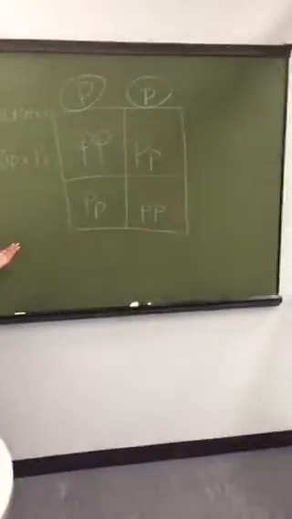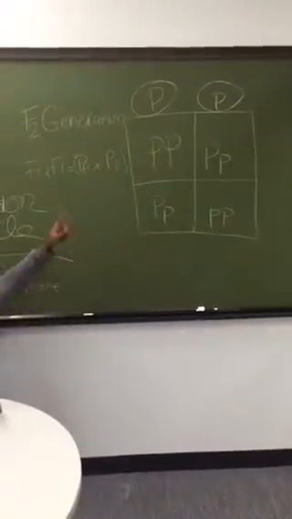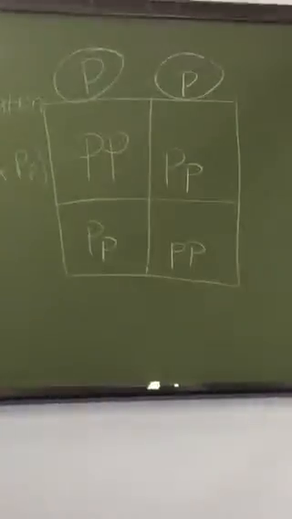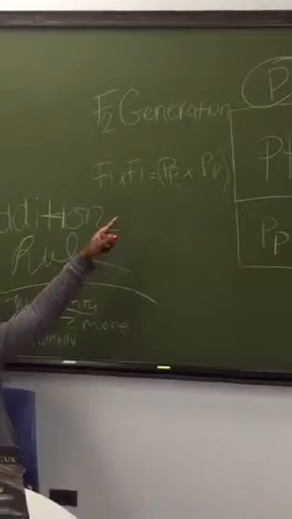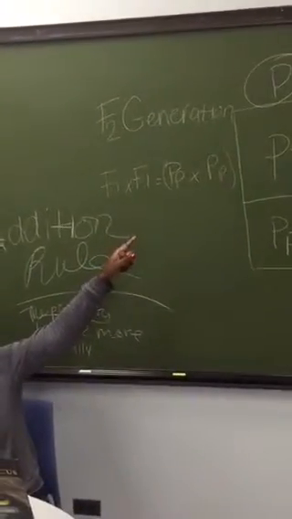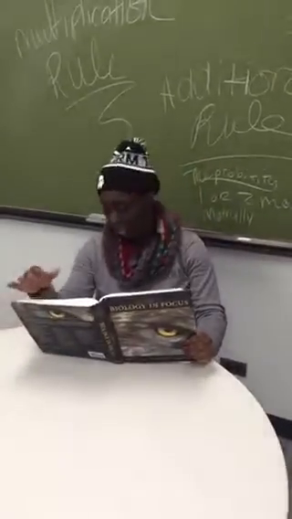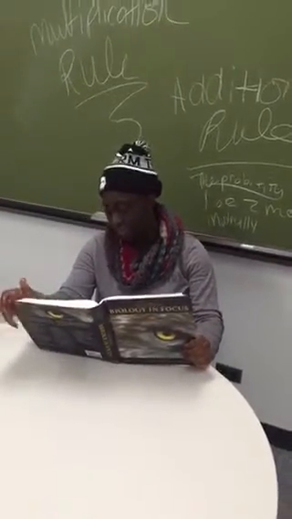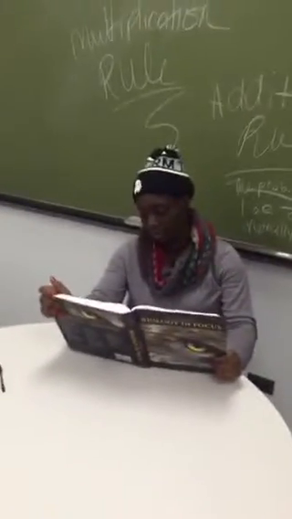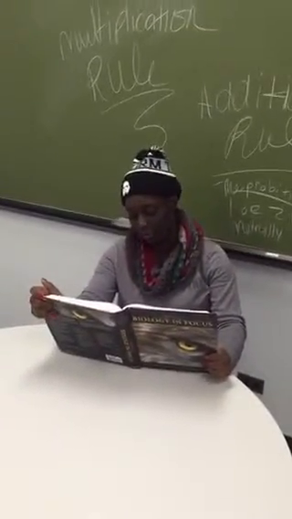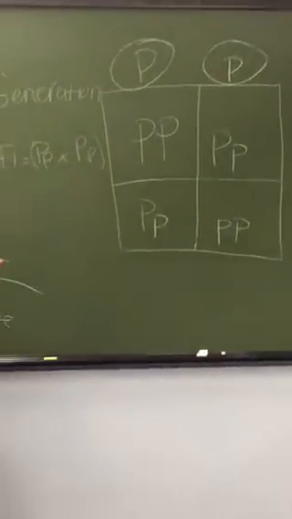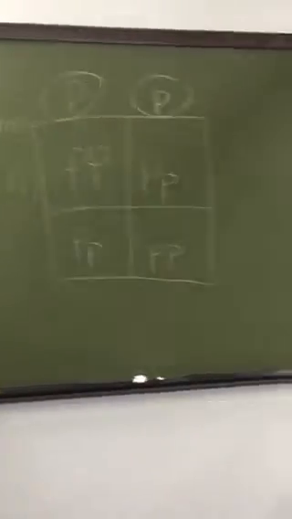Here we have a Punnett square. We have a big P, little p, and we have a formula: F1 times F1 equals big P, little p times big P, little p. The law of segregation: if the blending model of inheritance were correct, the F1 hybrids from a cross between a purple flower and a white flower would be blended. The big P stands for the purple flower, and the little p stands for the white flower.